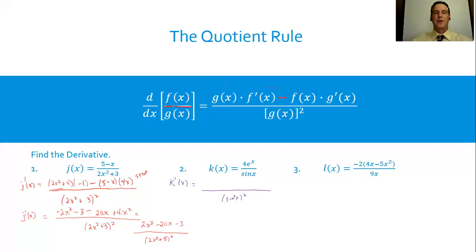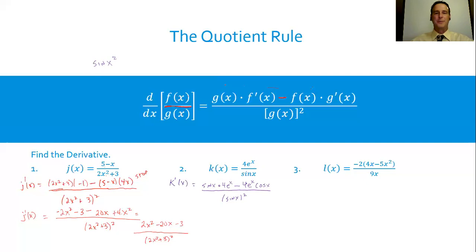Okay, make sure this whole bottom piece is in parentheses. Don't write this. I'm putting it up higher. I don't know if you can see it. That's difference, okay? But anyways, here we go. Low times the derivative of the high. Derivative of 4e to the x is 4e to the x. Okay, minus high times the derivative of low. Okay, and the derivative of sine is cosine.